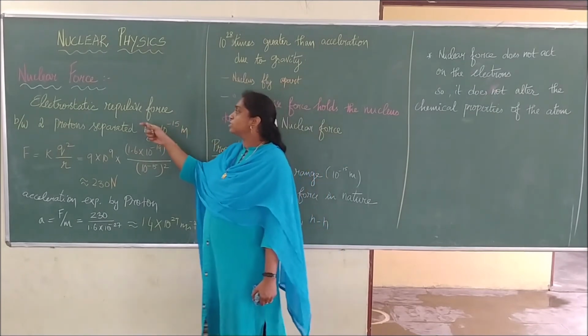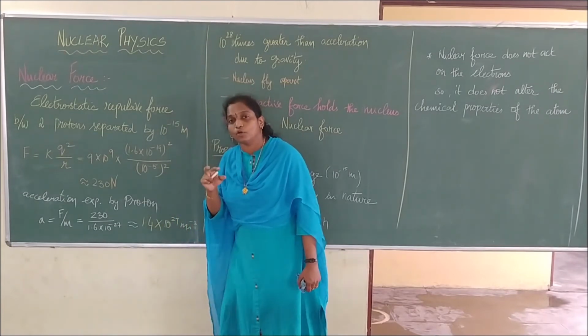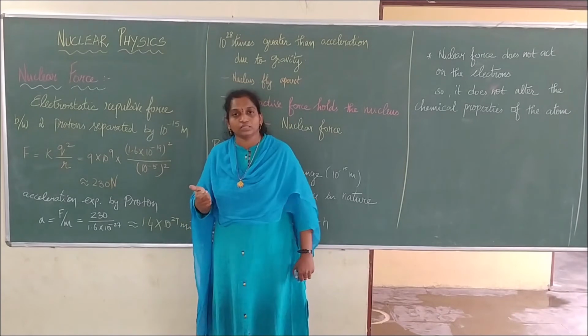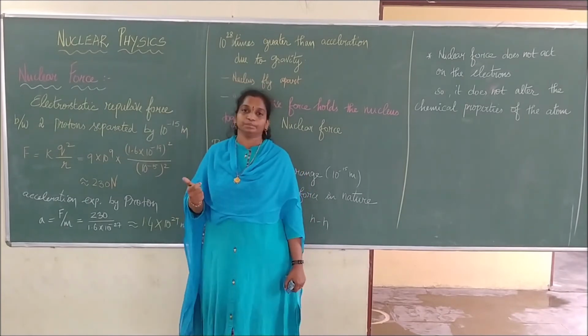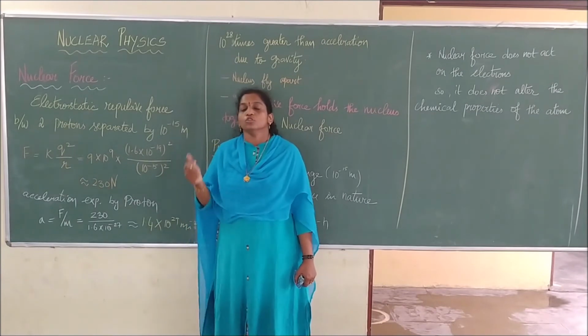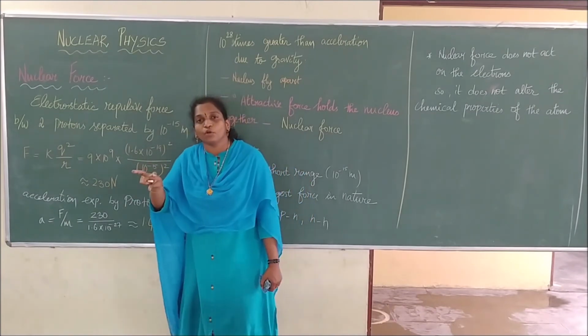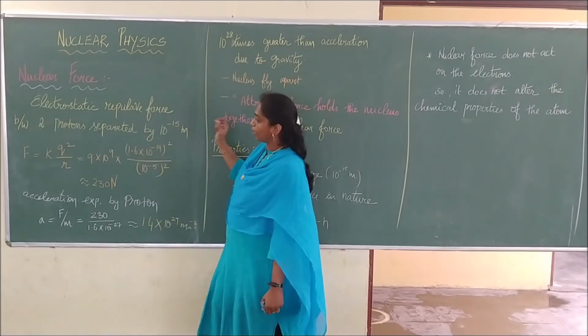What is the electrostatic repulsive force between two protons? When you take two protons, they are separated by a distance of what? Inside, because the size of the nucleus is considered to be 10 to the minus 15 meter. So the separation of two protons should be equal to 10 to the minus 15 meter. Therefore, we are considering that.